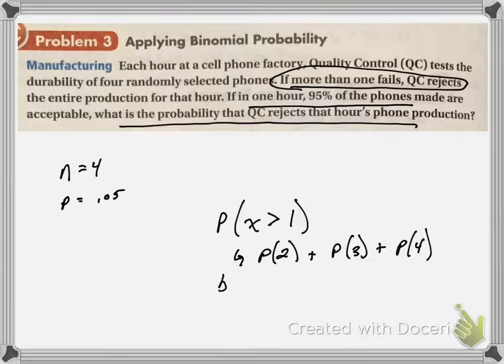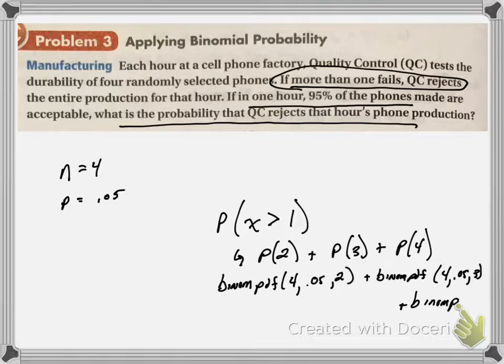Again, like last one, it's binom PDF. Our N is 4, our probability is 0.05, and our X value is 2, plus binom PDF of 4, 0.05, 3, plus binom PDF of 4, 0.05, 4. Add those up, you're going to get 0.014 is the probability of QC rejecting that hour's phone production.